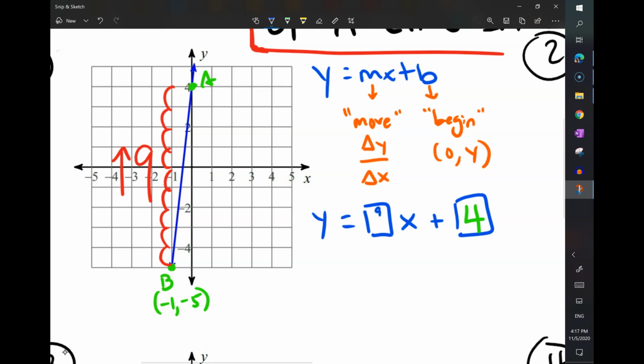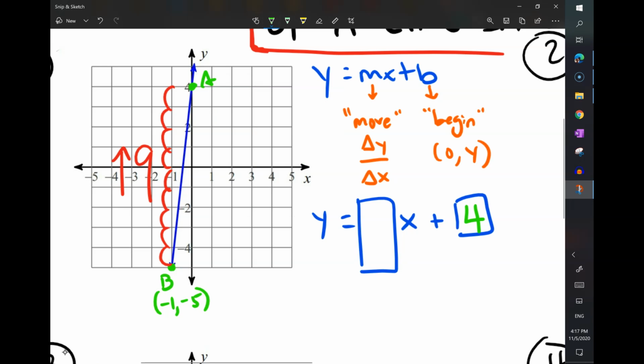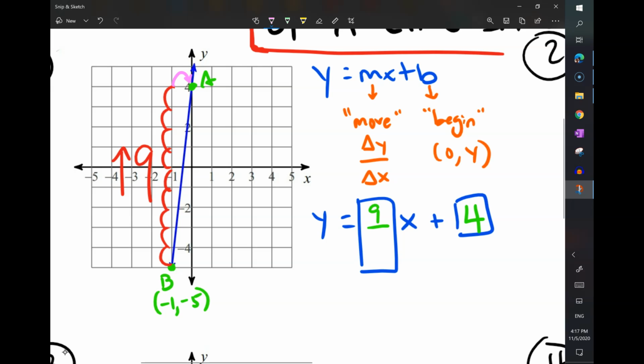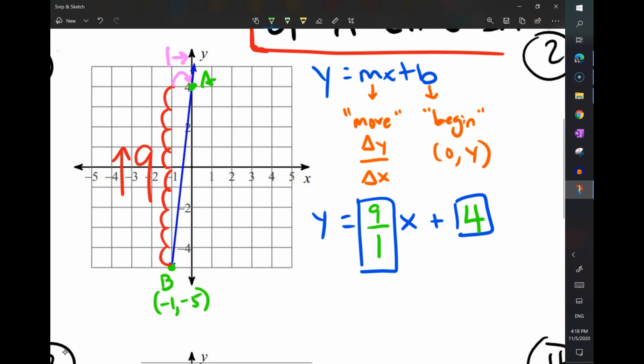Actually I need more space than that, so I'm going to open this up to be a lot larger. So far I have a 9. Now, that's just to get up to level A. To go over to point A, I have to take 1 step to the right. This 1 step to the right means a positive 1. So 1 step to the right, and I'm going to put that as my denominator. So my slope is 9/1x plus 4.